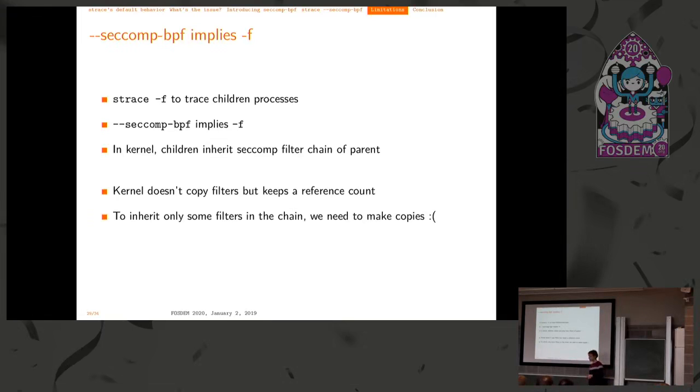However, if we have a chain, for instance, of seccomp filters 1, 2, 3, 4, but we only want to inherit 1, 2, and 4 because the third one is the strace BPF program, we don't want to inherit it for children. If we want to do this, we'll have to reconstruct the chain to have 1, 2, and 4. So we want to skip the third one, and we can't do this with references in the kernel. So currently, there's no good way to do this, except if we make copies. But then there's a lot of overhead to copying the whole chain of seccomp filters.